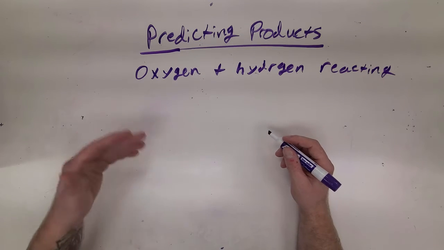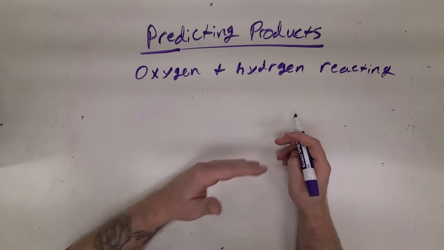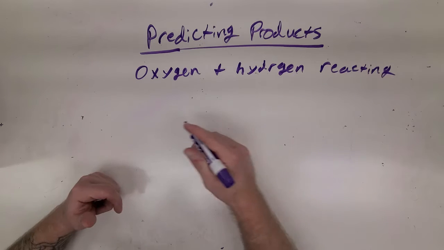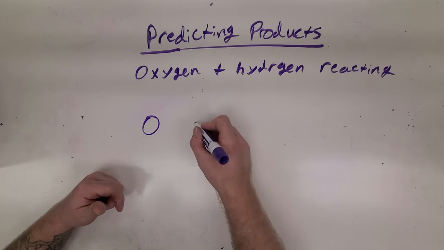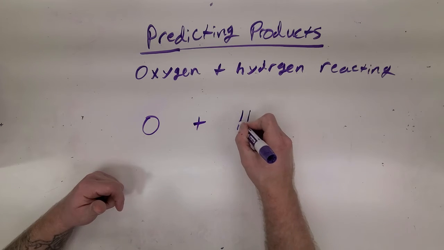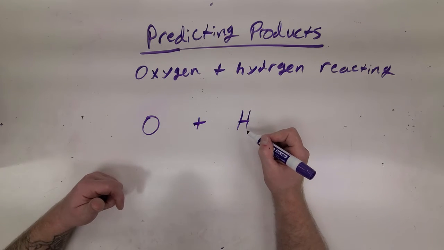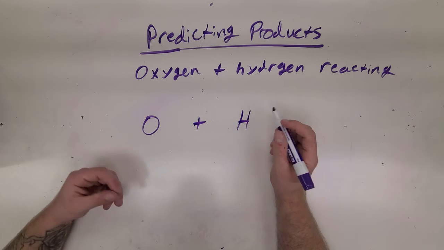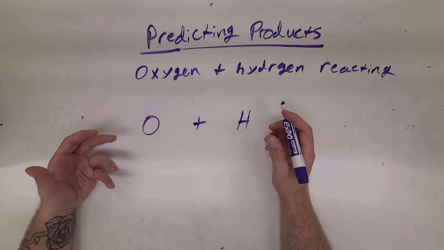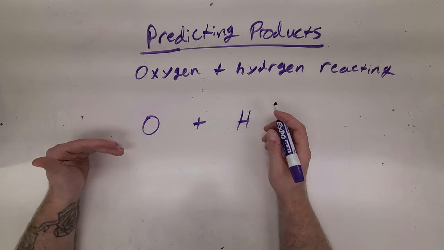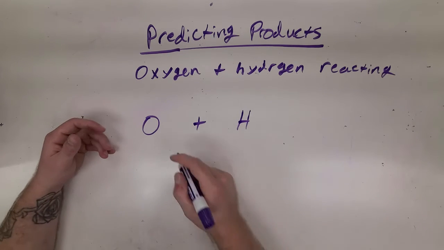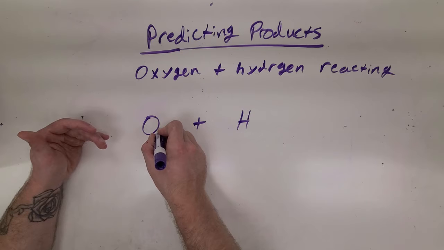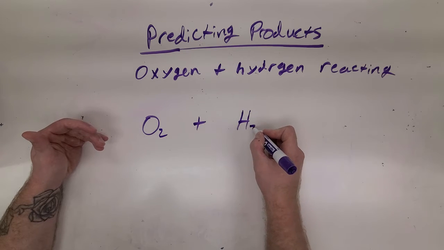Okay, the first example that we'll take a look at is oxygen and hydrogen reacting. So the first thing we'll do is write out the symbols for these two, how they would exist. Hydrogen and oxygen are part of a group of what's called diatomic elements, which means they don't exist in nature by themselves. They are always going to be bonded to something. And diatomic just means there's always going to be two of these together.